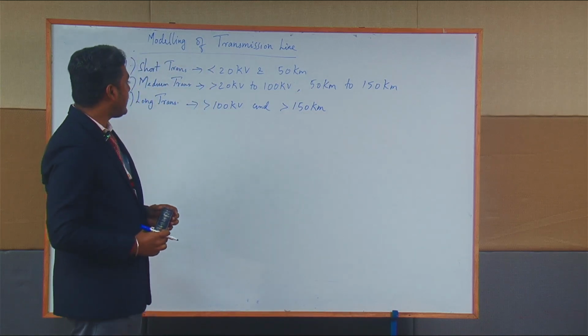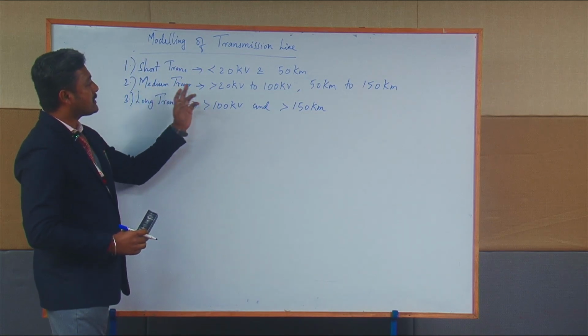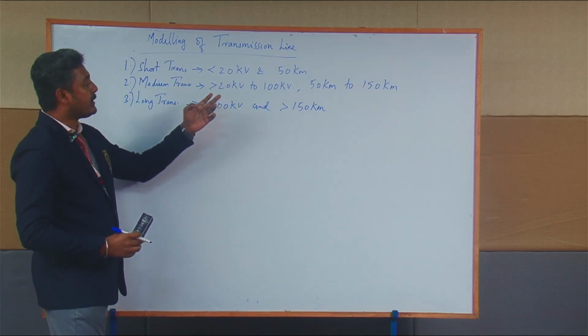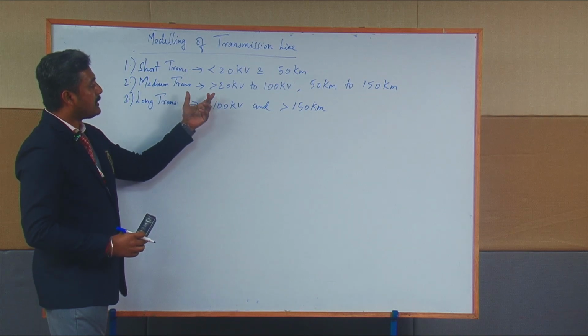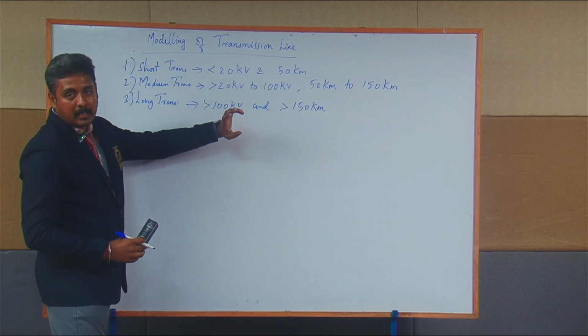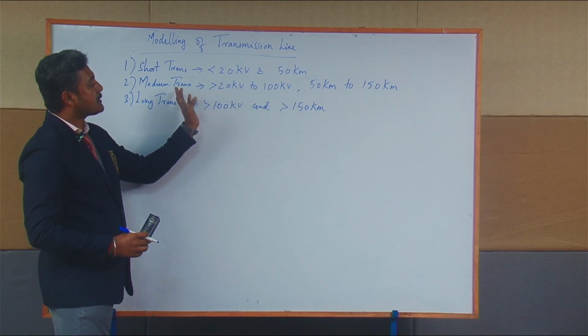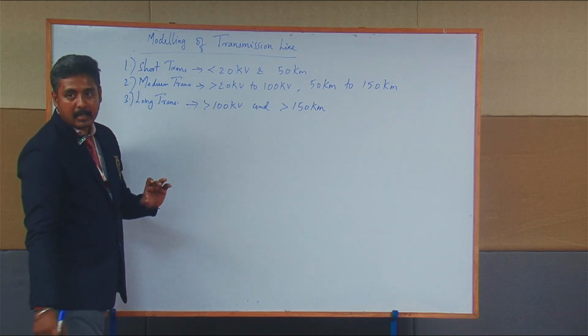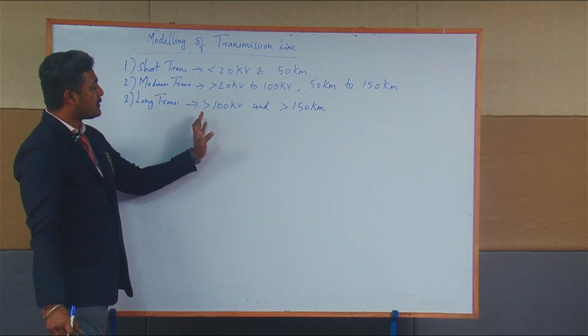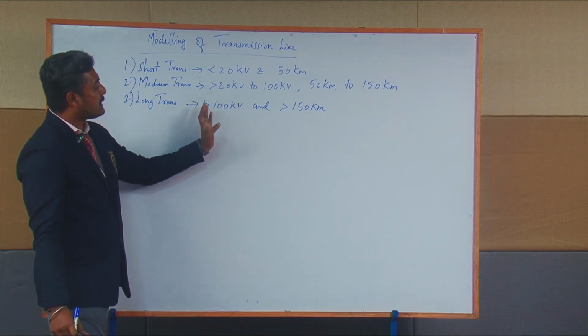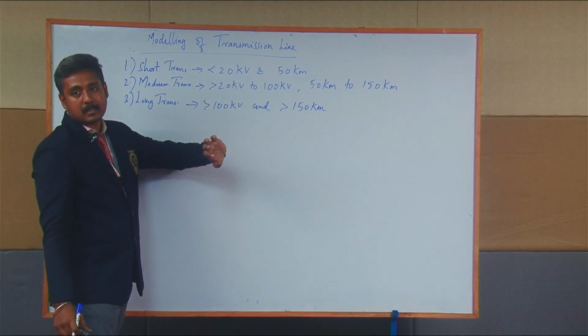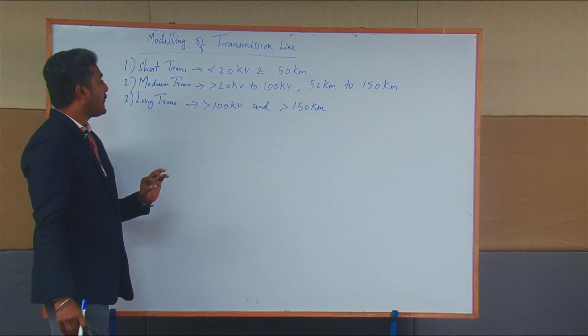Okay, these are the three types of transmission line. Short transmission line which has 20 kilovolt and 50 kilometers, medium transmission line between 20 kilovolt to 100 kilovolt, and the distance for the medium transmission line is 50 kilometers to 150 kilometers. For long transmission line, greater than 100 kilovolt, and the distance is greater than 150 kilometers.